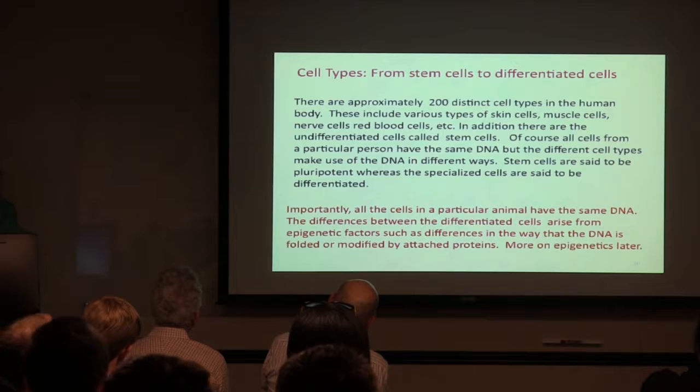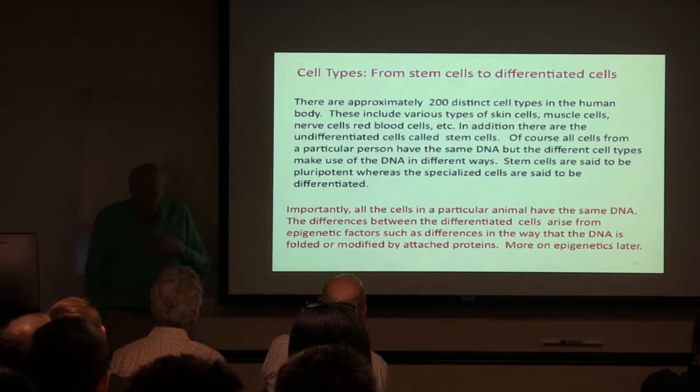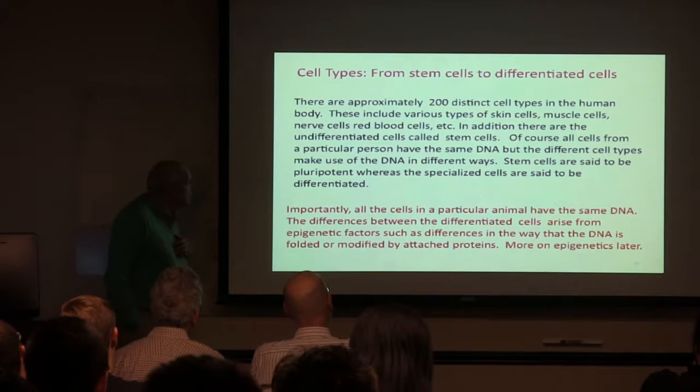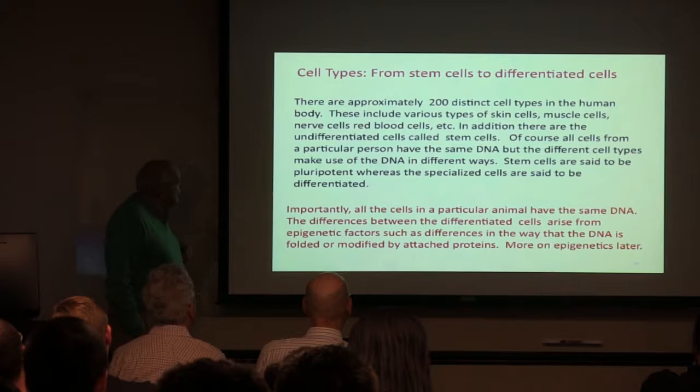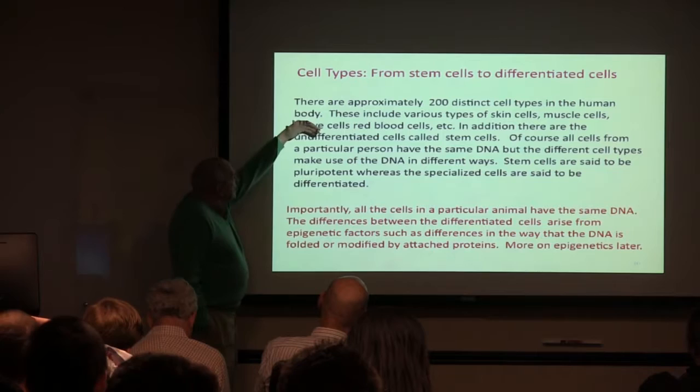So, features of what I'm saying here. The main thing is that there are about 200 different cell types in the human body, and I list a few of them there. The ones I've listed there are cells that are simply differentiated, that is to say, they know their purpose in life, they've passed through adolescence, and they have become something or other.